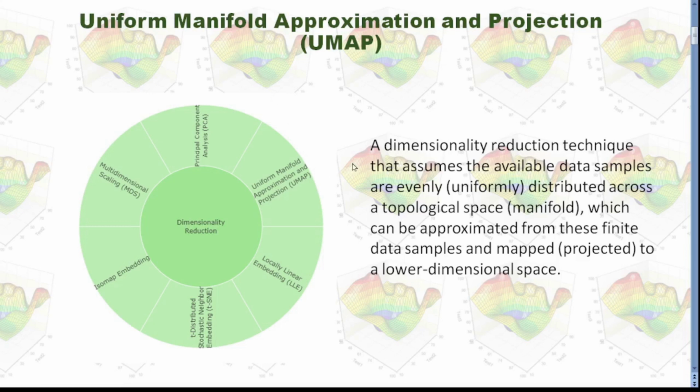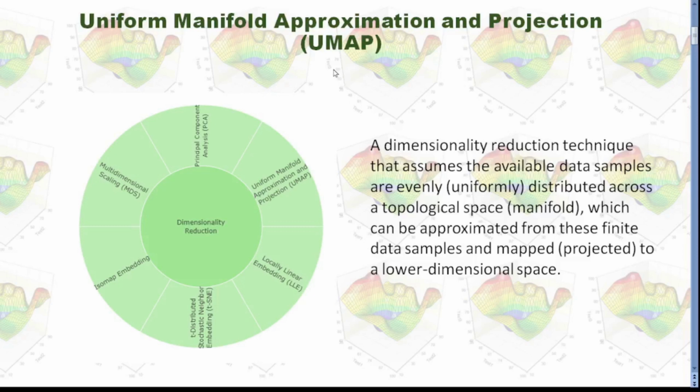UMAP, as I mentioned, is a dimensionality reduction technique. It assumes that available data samples are evenly or uniformly distributed across a topological space or manifold, which can be approximated from these finite data samples and mapped or projected to a lower dimensional space.